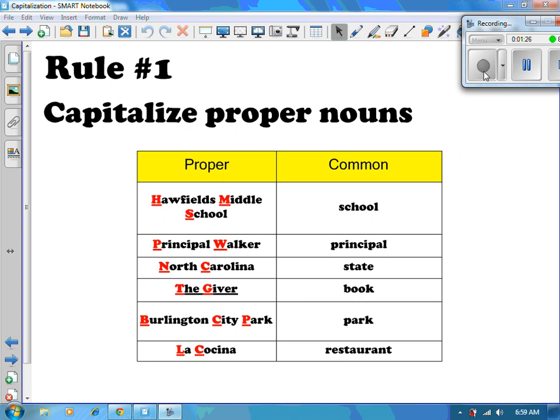On the left side, you have proper nouns, and on the right side, you have common nouns, which are never capitalized. Our noun might be a school, but if we're talking about a specific school, we want to capitalize all those letters in that name. Same thing with a person. The common noun is a person or a principal in our example, but when you are speaking about someone specifically or a name, you want to capitalize that name. So go ahead and take a look at this table, and it will help you to see that when we're talking about a specific noun, we want to capitalize it.